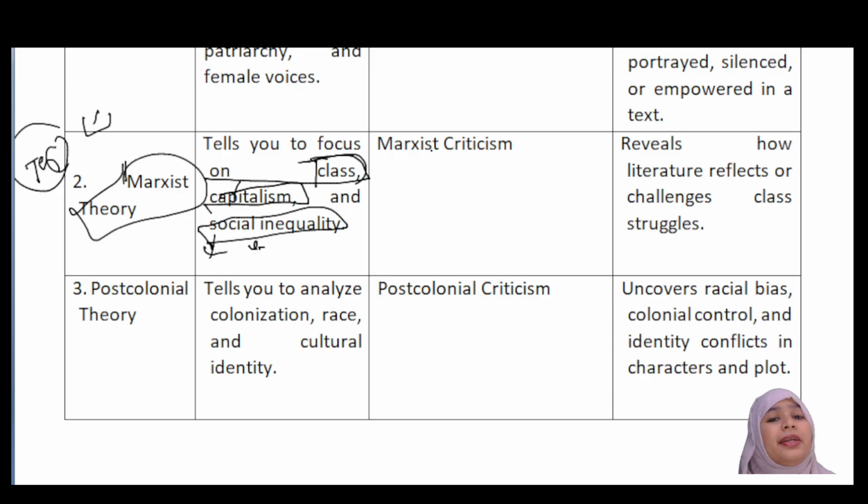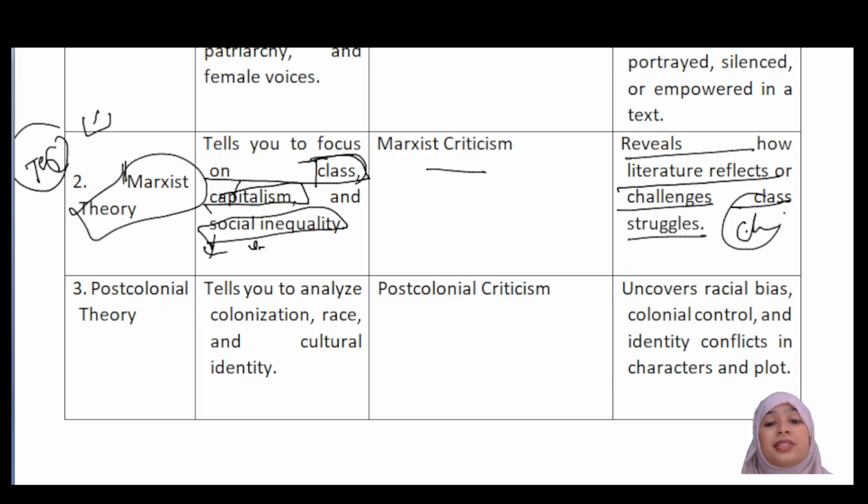How does it apply in criticism? It reveals how literature reflects and challenges class struggle. Here, the characters are struggling to get their position in that society. That is what is called Marxist criticism.